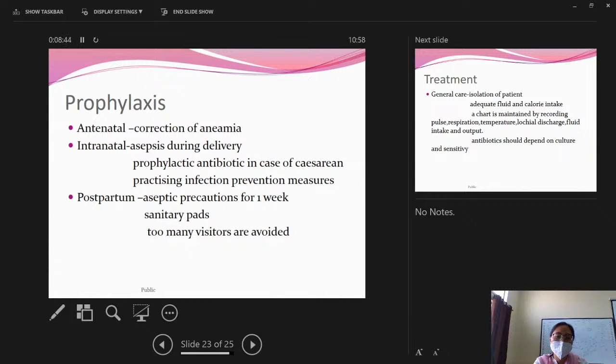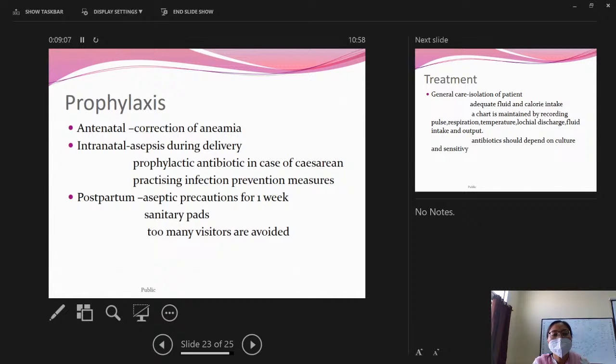Prophylaxis: how do we prevent puerperal sepsis? We prevent puerperal sepsis starting from the antepartum period. During the antepartum period, we have to correct all the malnutrition, including the anemia, and we have to optimize the patient's state in case the patient is having a chronic debilitating disease. Then the intrapartum period.